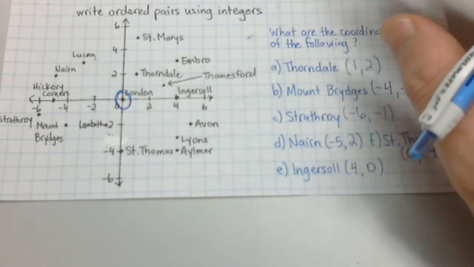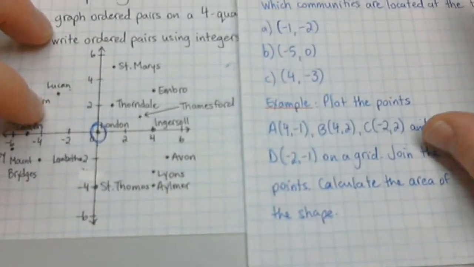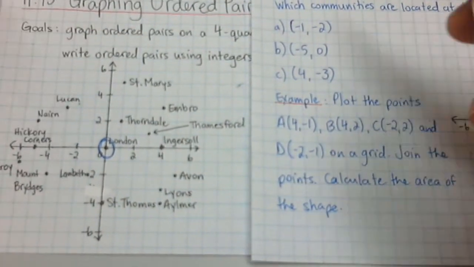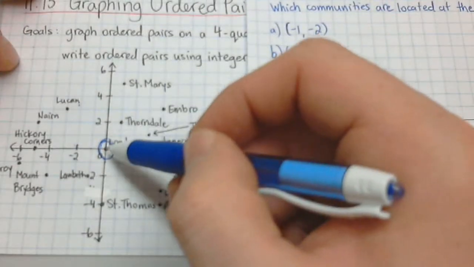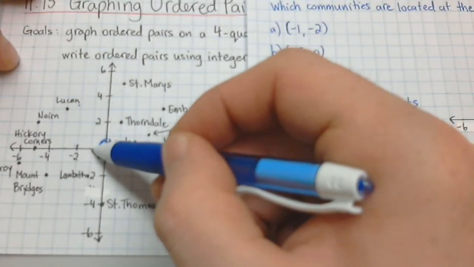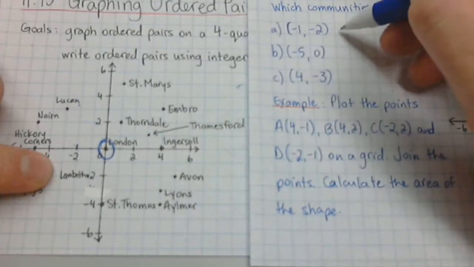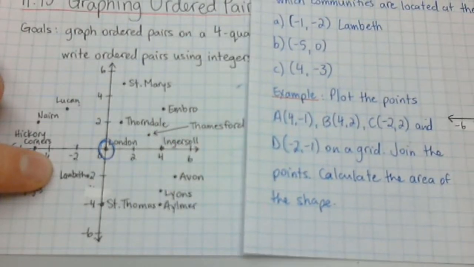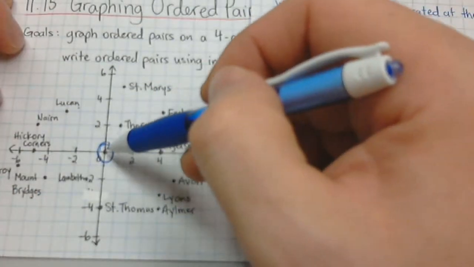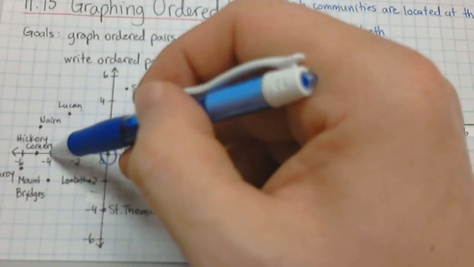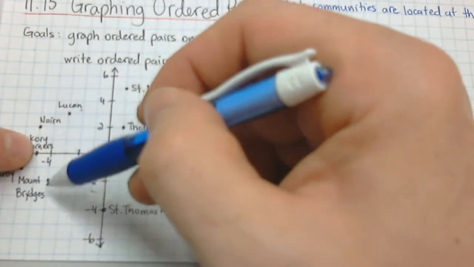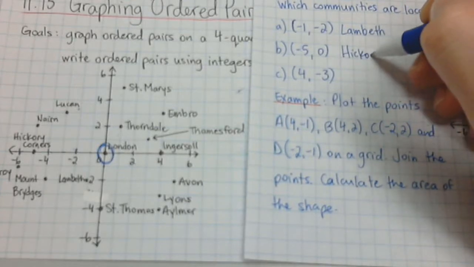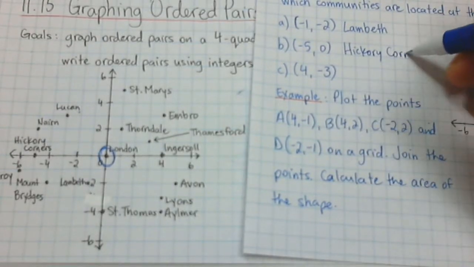Now, what we're going to do is we're going to keep using this map, and we're going to try and locate some of these places at these different locations. So our first one's at -1, -2. So I go 1 to the left and then down 2, which means that I'm looking at Lambeth, which is the location at -1, -2. Next one's at -5, 0. So I go 1, 2, 3, 4, 5 to the left, and then 0, so I don't go up or down at all. And we see that's Hickory Corners, which is a real place.